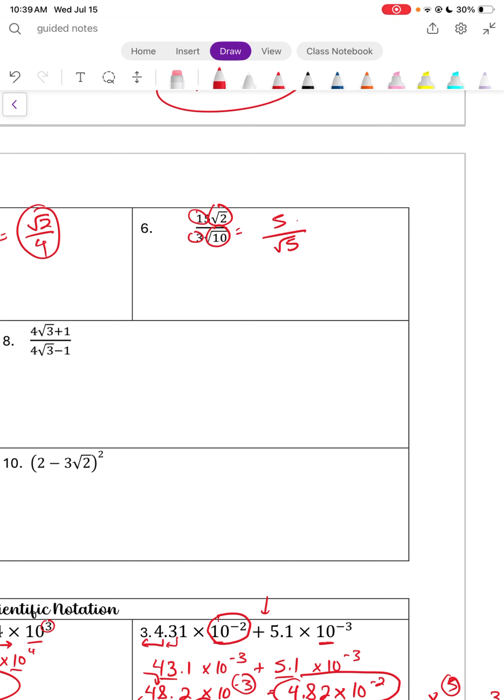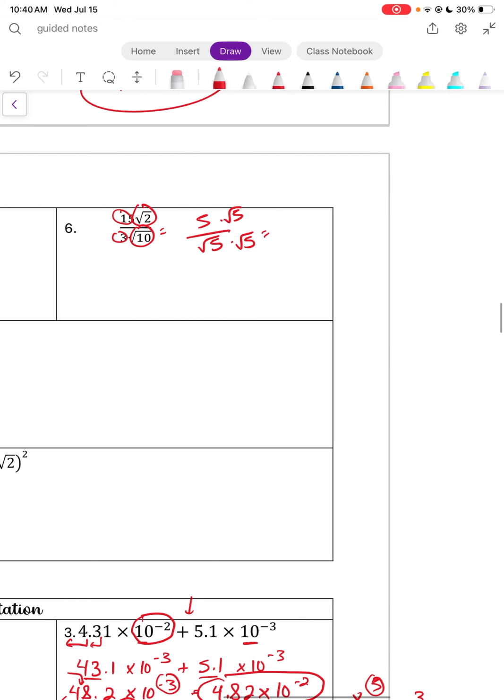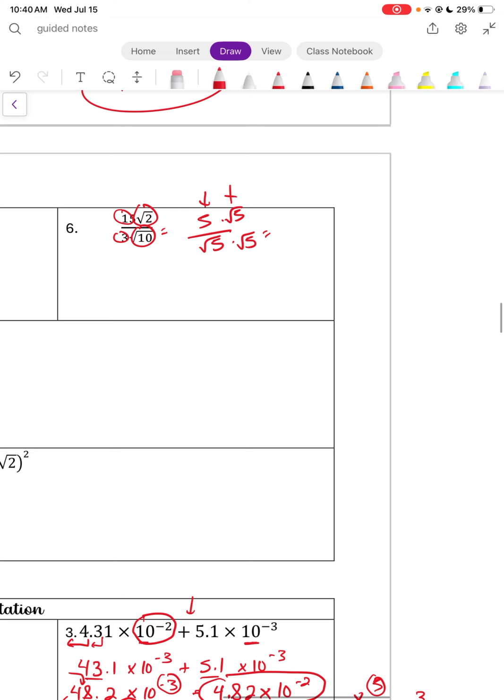You've probably seen this in previous courses. In order to get a radical off the bottom, we're going to multiply top and bottom by that radical. Now, these are not alike, so they won't combine. So we're going to leave that as 5 root 5 on top. And root 5 times root 5 on bottom is root 25, or just plain 5.